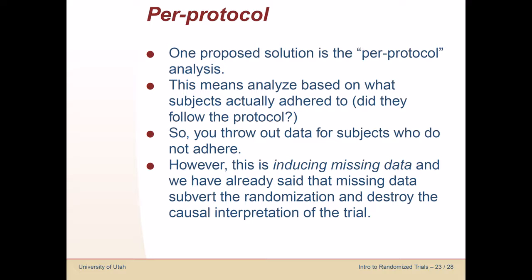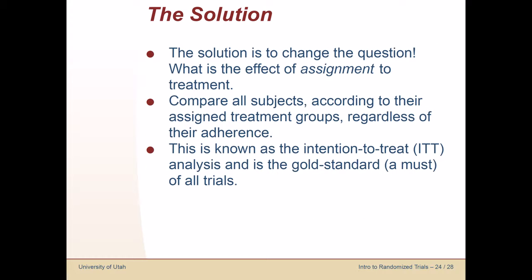Now, one proposed solution is the so-called per protocol analysis. So this means we analyze based on what subjects actually adhered to. Did they follow the protocol? So you throw out data for subjects who do not adhere. However, when you throw out data, you are inducing missing data. And we've already gone over this and said that missing data subvert the randomization and destroy the causal interpretation of the trial. So per protocol analysis doesn't solve the problem.